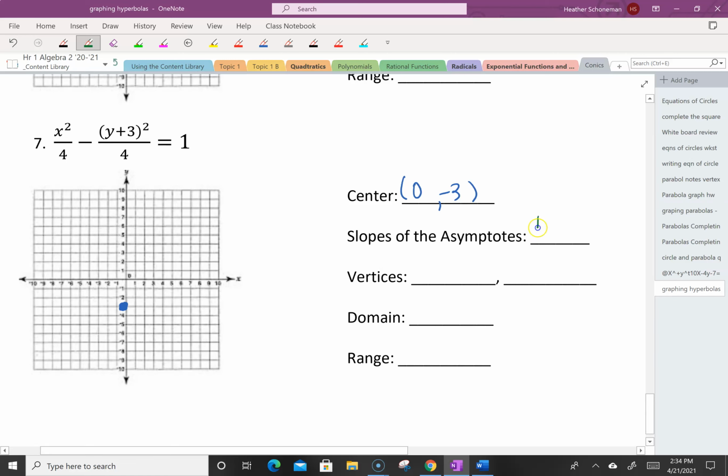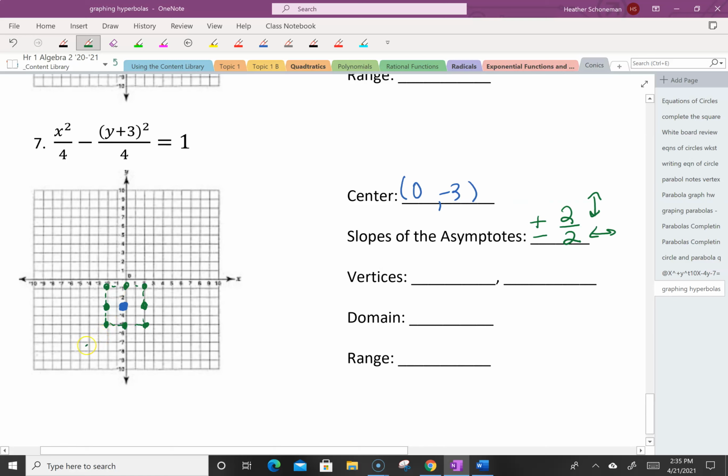For the slopes of my asymptotes, it's going to be plus or minus 2 over 2. Now I know we always drill into your head to reduce, but this is a time where you don't reduce, because otherwise it's not going to make your box correctly. So here's my rise and my run, so I'm going to go up 2 and down 2 for my rise, and right 2 and left 2 for my run, and then use those to create my box.